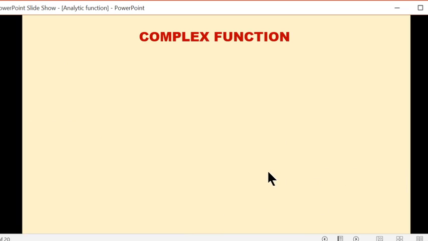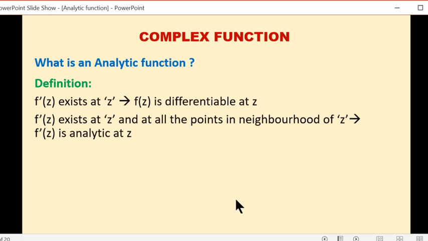Okay, having understood this, now we move on. Now what is an analytic function? This is a new terminology, analytic function. This is a concept which is related to the differentiability of a complex function. What do we mean by differentiability? If we have a function, say f of z, and its derivative f dash z exists at z, it is said to be differentiable.